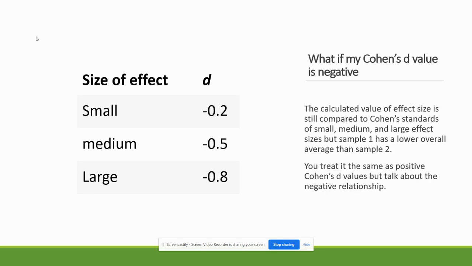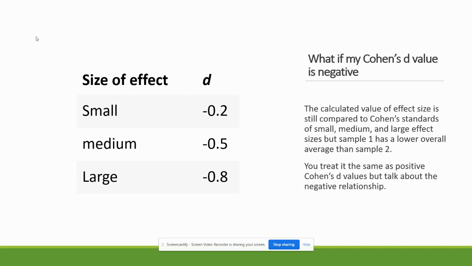Another thing, what if my Cohen's d value is negative? Well, the calculated value of the effect size is compared again to the small, medium, and large, but now sample 1 has an overall lower average than sample 2.